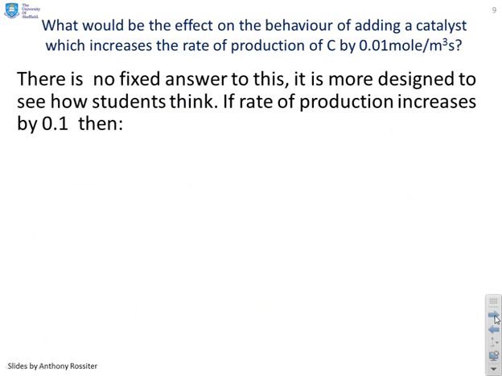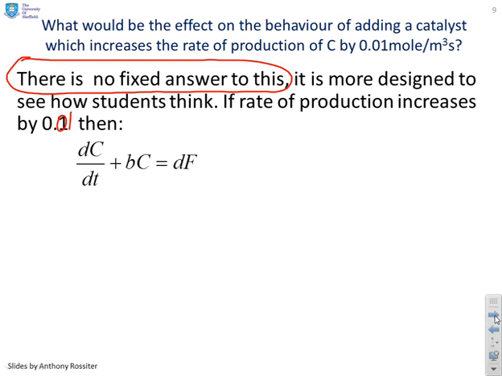Okay. So finally, what would be the effect on the behavior of adding a catalyst which increases the rate of production of C by 0.01 moles per meter cubed? So here's the key thing. There's no fixed answer to this. This question is put in an exam to see how students think and to see what they come up with and what their understanding tells us. So if you just ignore the typo, that should say 0.01. So what can we say? Well, here was the original equation, dc/dt plus bc equals df, and the rate of production is this dc/dt.